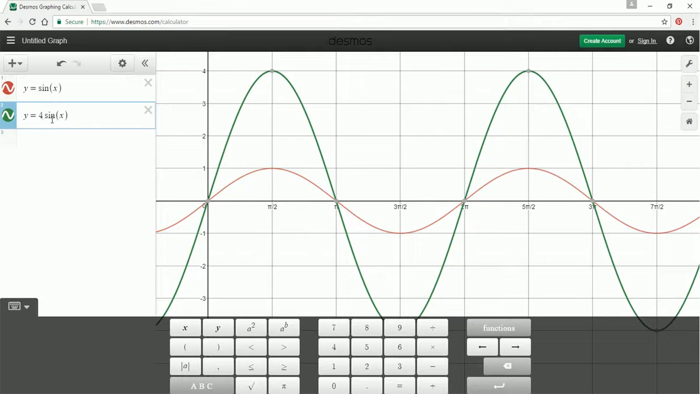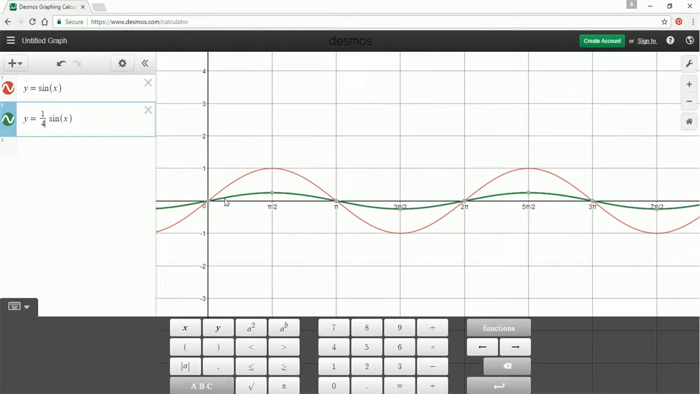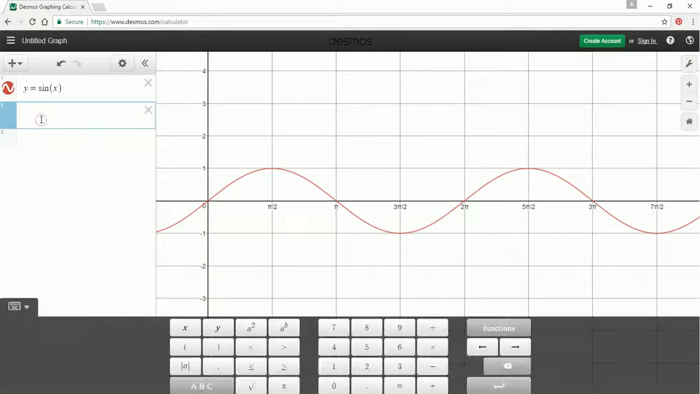Like we could say 4 here, and it gets really high. We can make it a fraction. Instead of it getting bigger, so like 1 over 4, it would actually, you see, get lower. So our maximums get closer in to the x-axis, and our minimums get closer in to the x-axis. Okay, so that would be if we were doing an amplitude change.